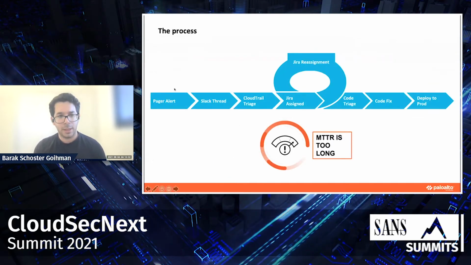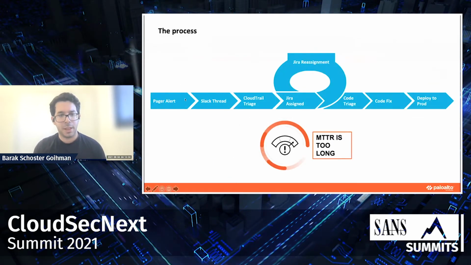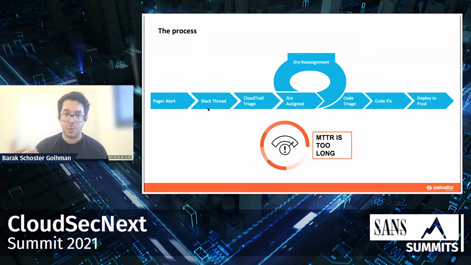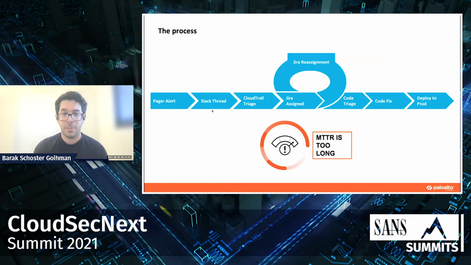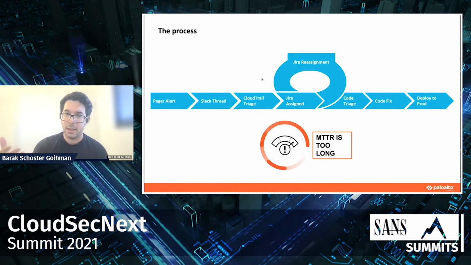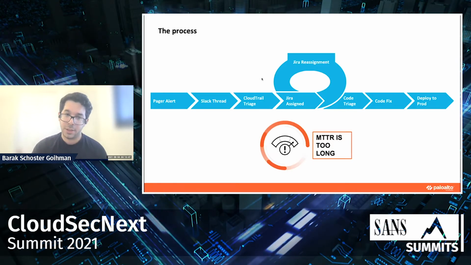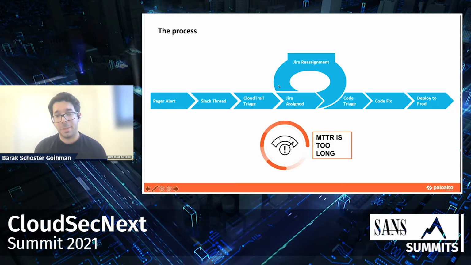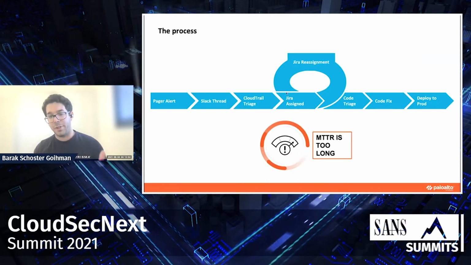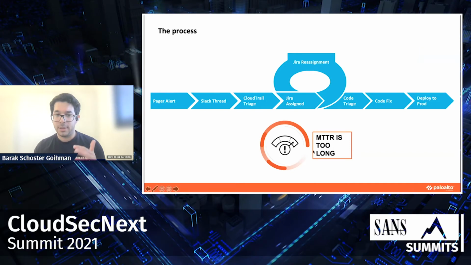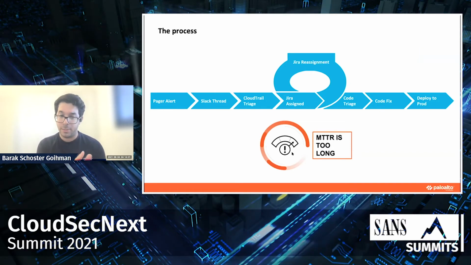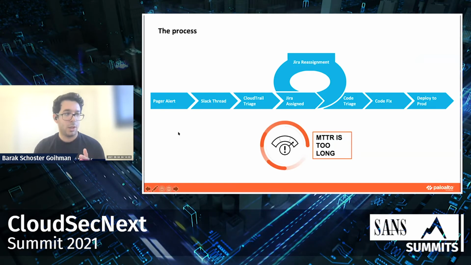So the process was kind of long. We started with a PagerDuty alert, a Slack thread, communicating within the team on who should fix that issue. Then we moved forward to triaging within CloudTrail, trying to assess if there is a real user or only a service account. The Jira assignment and reassignment and reassignment within our org, code triage, code fix, and deploy to production. This time to resolve the issue in our AWS account is just too long.